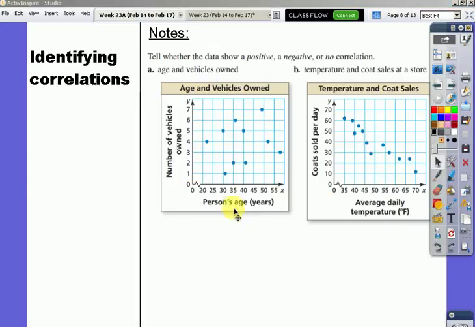Okay, so what kind of correlation is the first one? No correlation. What about the second one? Negative. Okay, so what does this say? As the average daily temperature increases, the coat sales decrease. It's negative. So as the temperature increases, the number of people buying coats goes down.